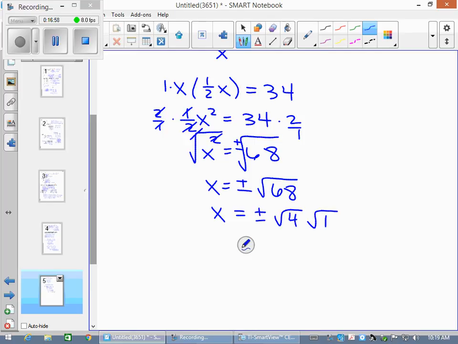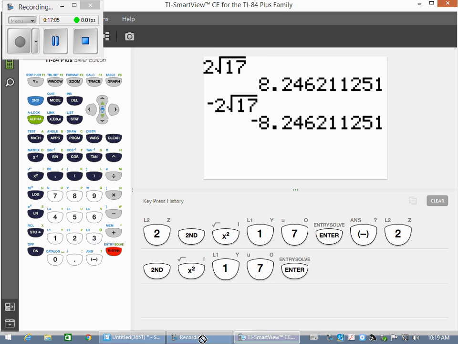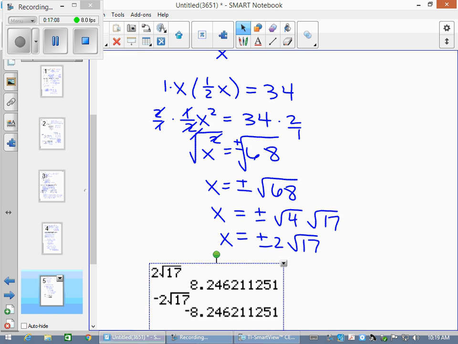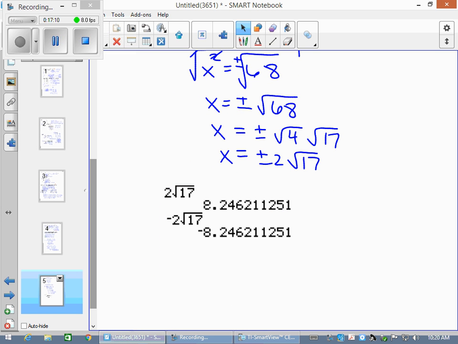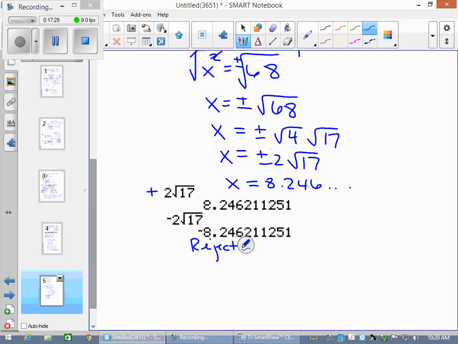If I look at my calculator, I typed that in for myself. Positive 2 radical 17 comes out to be 8.24, and negative 2 radical 17 comes out to be negative 8.2. I'm going to reject the negative, because we're talking about the width of a rectangle here. I need to recognize also that this is x. X is equal to 8.246, and so on. But I need the width, and the width is half the length. So if you take half of this number, then you should get approximately, rounding to the nearest tenth, 4.9.